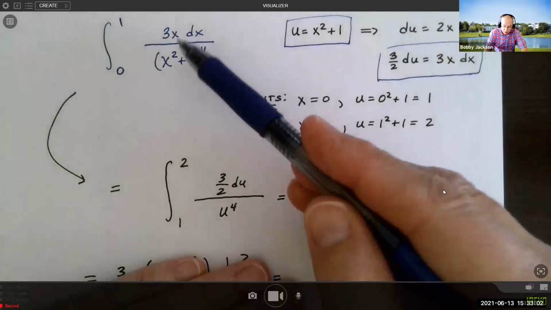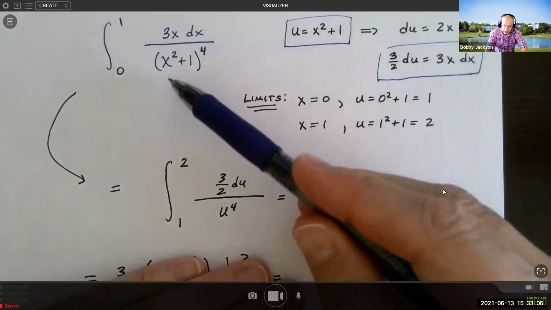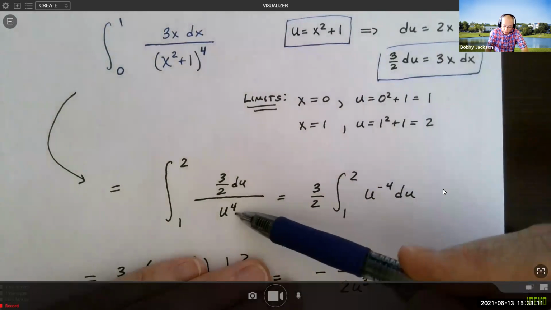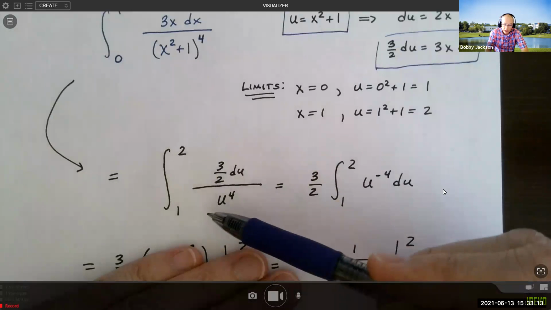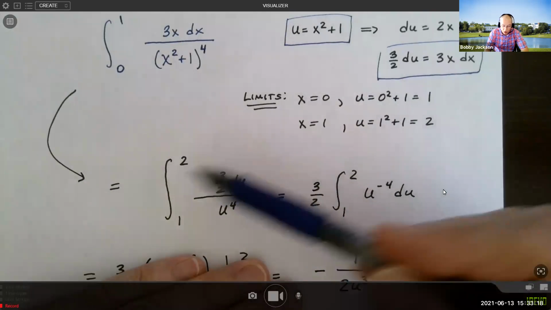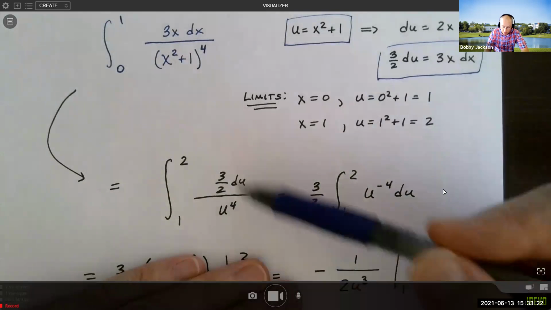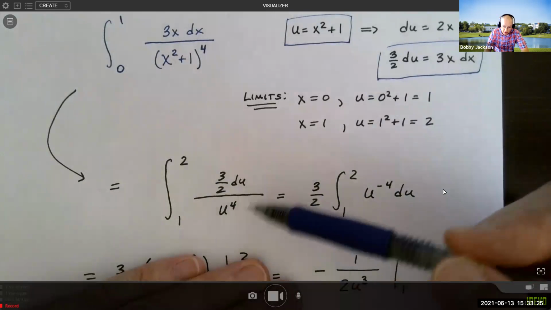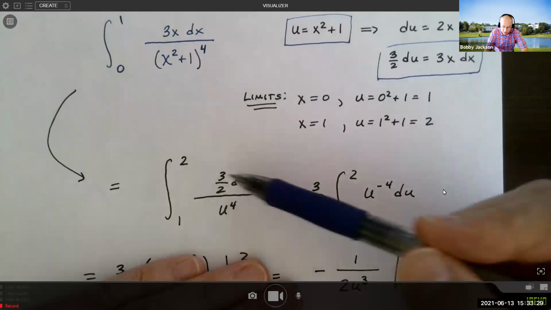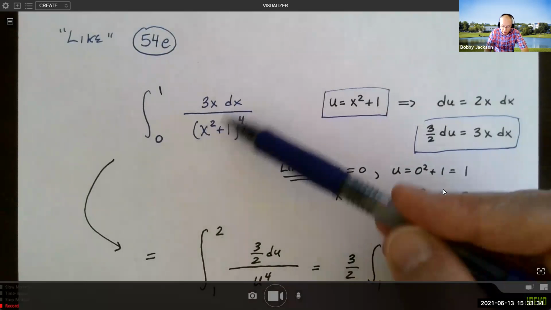Okay, so I'm just going to replace 3x dx with what? 3 halves du. And then the x squared plus 1 to the 4th, I'm going to replace with u to the 4th. Okay, so notice everything is now in terms of u. And for definite integrals, unlike the indefinite integrals, I don't ever want to go back to the x variable, to the original variable, because this definite integral, I'm going to evaluate it, right? It's going to be a real number, and I'm done. So you don't need to go back, and in this process, we actually never find the antiderivative for this function in terms of x.